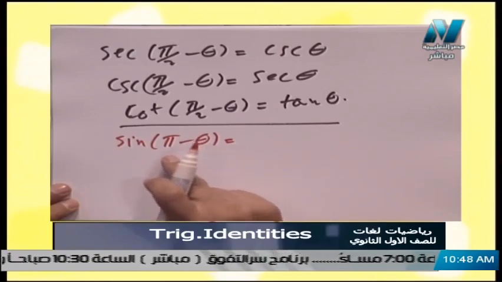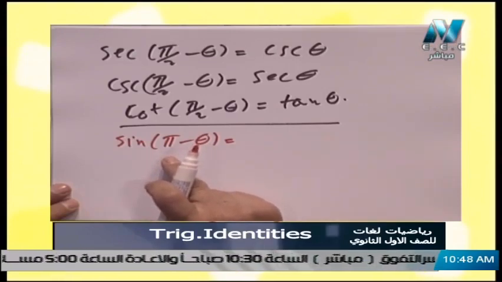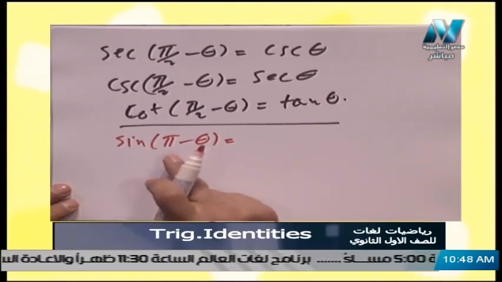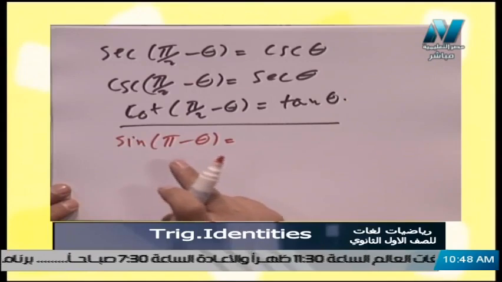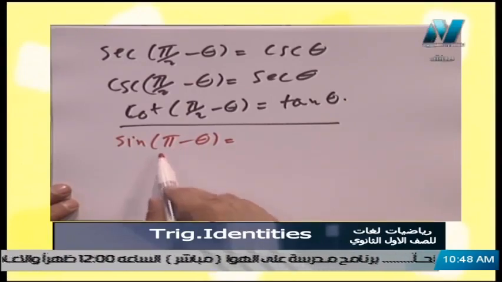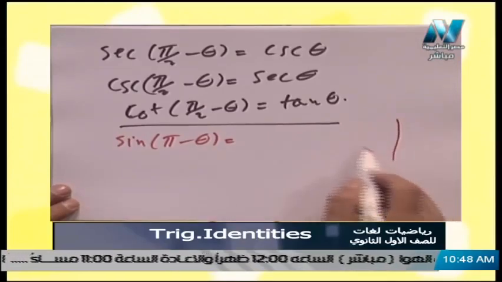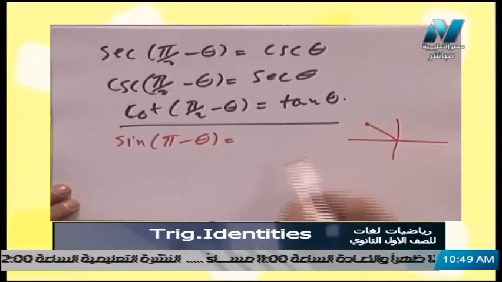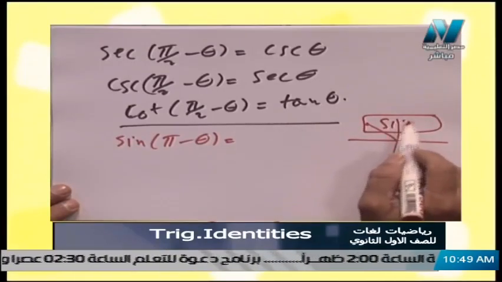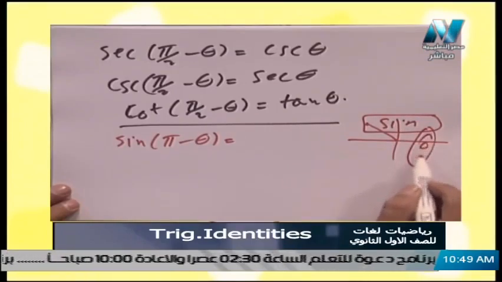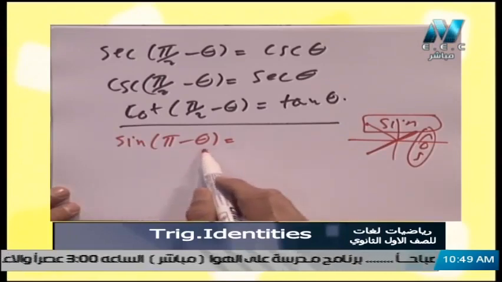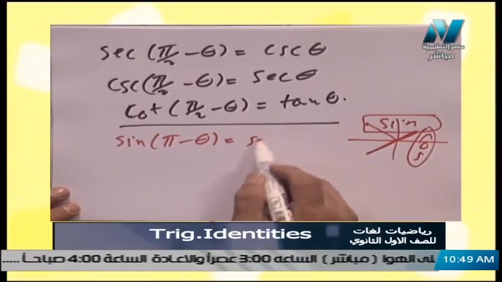think carefully: pi and 2 pi, or 180 and 360, doesn't change the function, but pay attention to the negative or positive sign. So sine pi minus theta will be in the second quadrant, and we know that sine is positive here, cosine is negative, and tan is positive diagonally. So sine pi minus theta, in the second quadrant, equals sine theta.